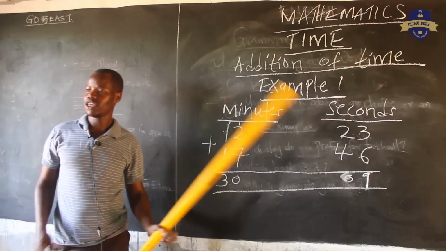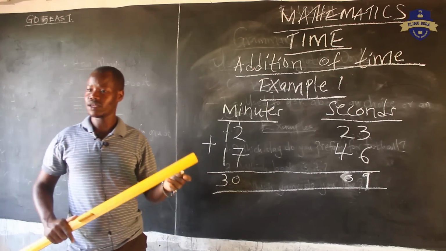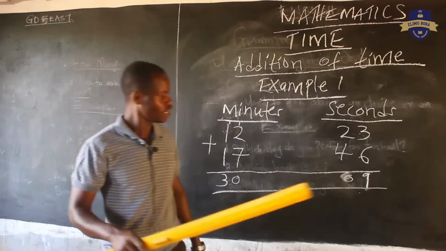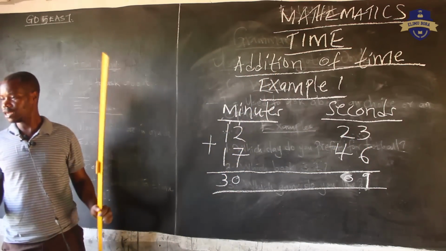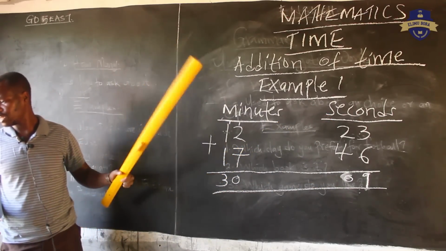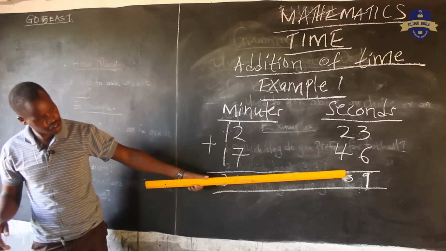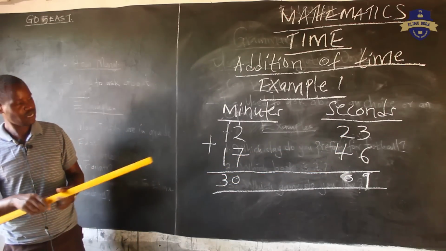We say 1 minute is the same as what? That is good, 60 seconds. So when you are adding seconds here, it should not exceed 60. After exceeding 60, you will have to subtract, because 60 seconds is the same as 1 minute.